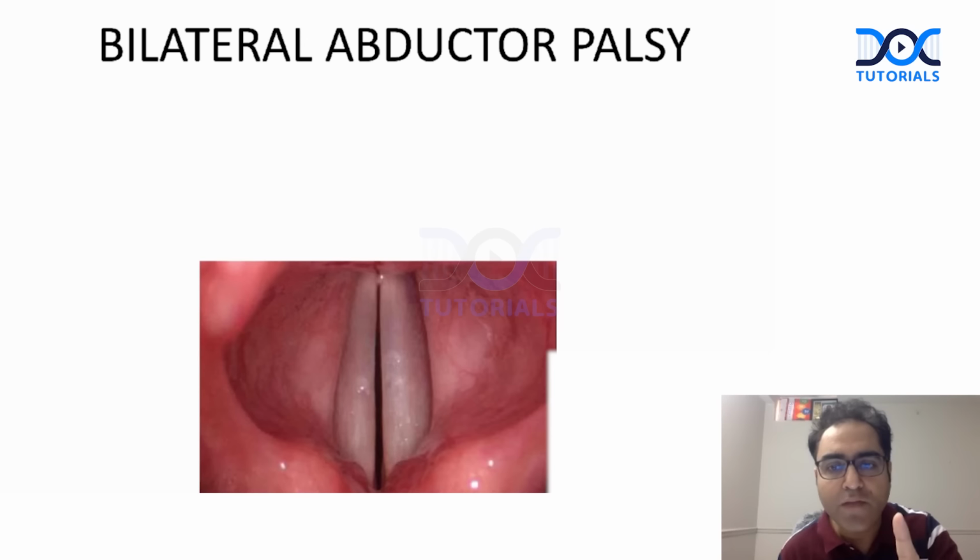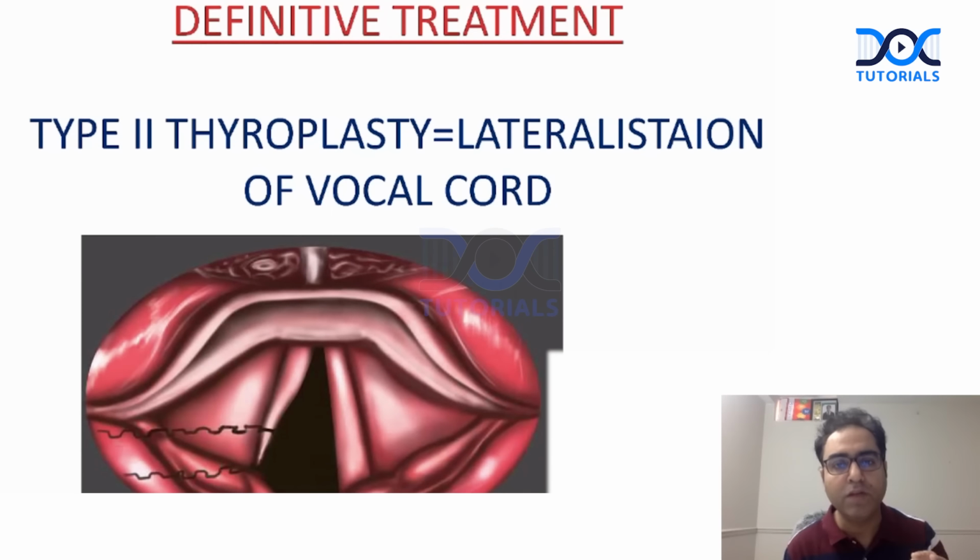How many months do we wait for spontaneous recovery? For 6 months. If 6 months shows no recovery, then what is the treatment of choice of bilateral abductor paralysis? The definite treatment after 6 months will be type 2 thyroplasty or lateralization of vocal cord, which means that we pull one vocal cord to the side to open up the airway. So the treatment of choice of bilateral abductor paralysis is type 2 thyroplasty after 6 months. This is lateralization of vocal cord. Okay, fine. Now, this was bilateral abductor paralysis.